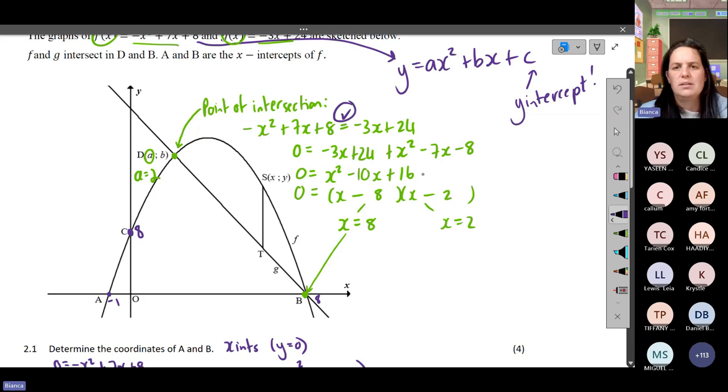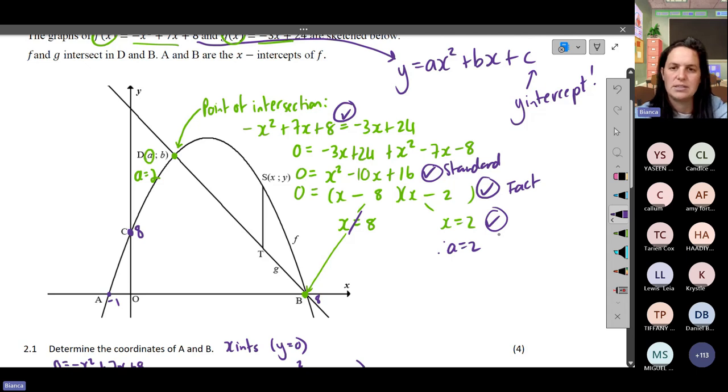Equating them, standard form. Okay, this is either factorizing or quadratic formula, and then for your answer. Okay, and obviously make sure that you write down the answer. You can say that A equals 2 or something like that. Cancel out that 8 because that 8 belongs to B.